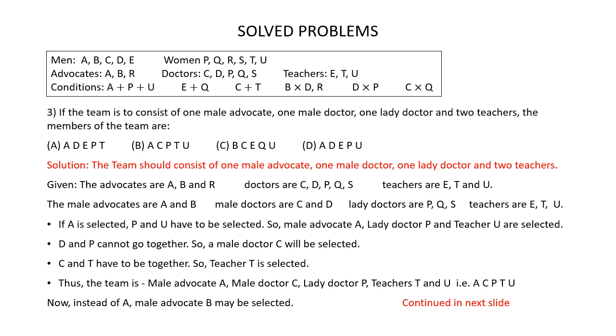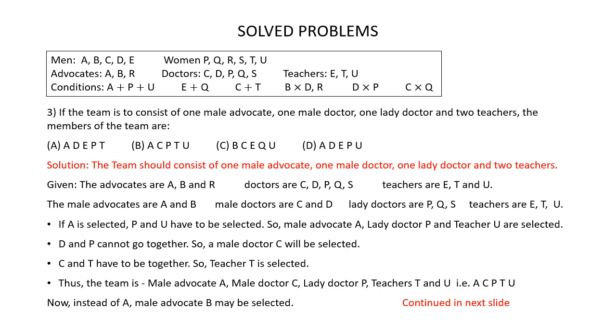So this is the given information and conditions. Let's use this along with the information given in the question to answer the question. If the team is to consist of one male advocate, one male doctor, one lady doctor, and two teachers, the members of the team are. Here you are given four options and you have to find out which of these options is the correct one. So the team should consist of one male advocate, one male doctor, one lady doctor, and two teachers.